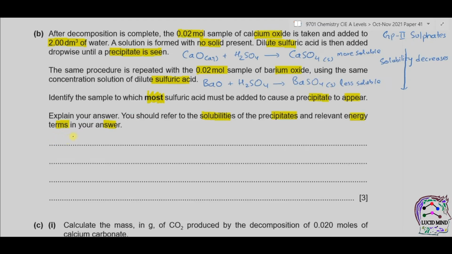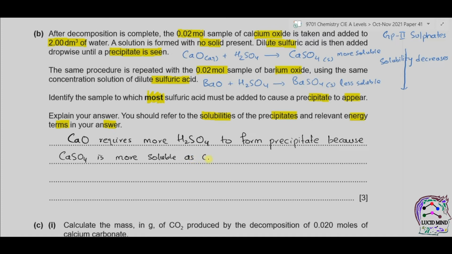So we can say that calcium oxide requires more sulfuric acid to form precipitate, because calcium sulfate is more soluble as compared to barium sulfate.